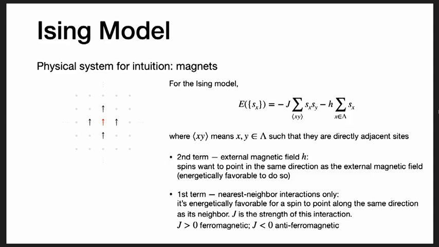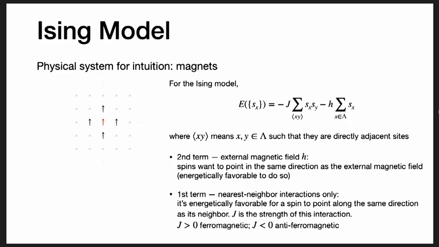And the intuition again is that if the red one is pointing up, then its neighbors really do want to point in the same direction. It's energetically favorable to do so. J is just a parameter of the strength of interaction between them. We call it ferromagnetic if J is positive, in which case they want to point in the same direction. If it's negative, it's called antiferromagnetic, in which it's energetically favorable to point in the opposite direction. Today I'll focus on the positive one, ferromagnetic, for good reasons, as we'll come back to later in the talk.